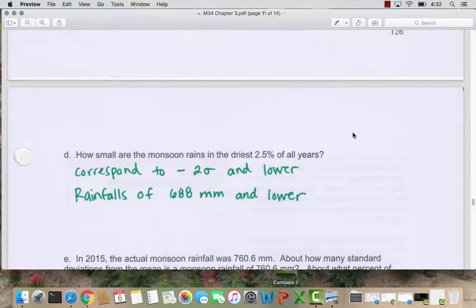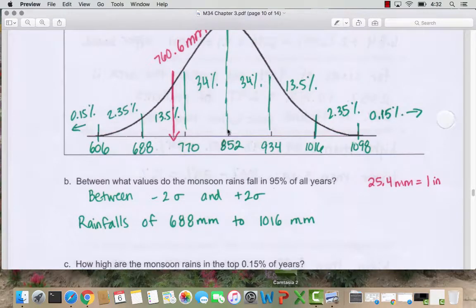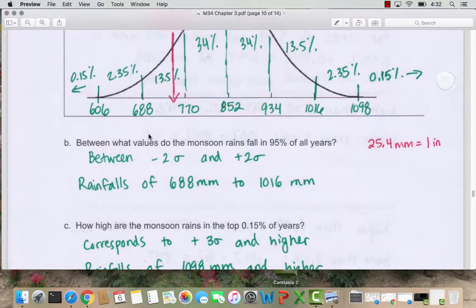So how small are the monsoon rains in the driest 2.5% of years? So this corresponds to -2 standard deviations and lower. So if we look up here, we see here's our center. We come down 2 standard deviations. That is 688 millimeters and lower.